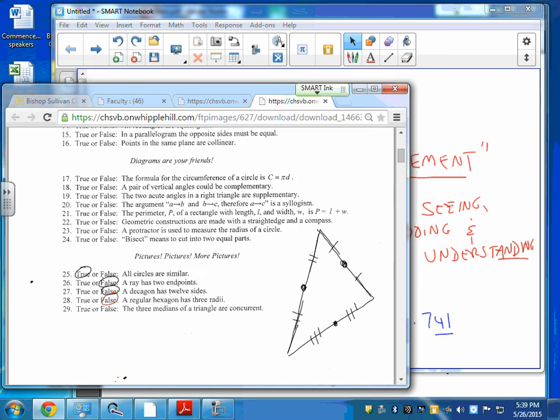Connect the midpoints to the opposite vertices. These are called the medians. And sure enough, they all meet in the same spot. And you should know the name of that point of concurrency where the 3 medians meet. So yes, this is true.